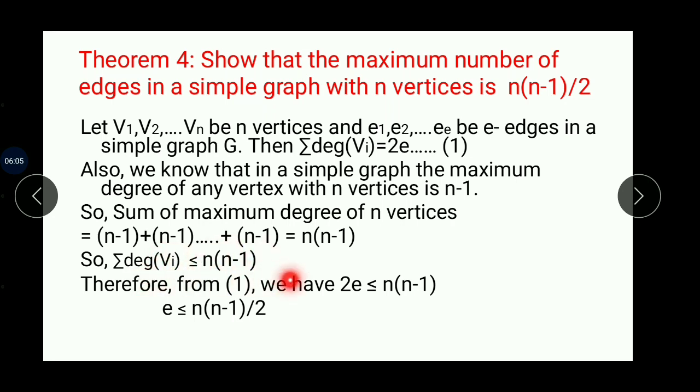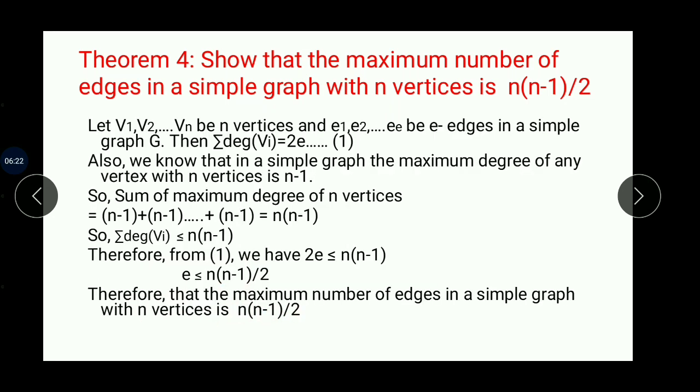Therefore, from equation 1, if you put the sum of degree of vi equal to 2E here, you'll get 2E less than or equal to n into n minus 1. So E is less than or equal to n into n minus 1 divided by 2. Therefore, the maximum number of edges in a simple graph with n vertices is n into n minus 1 by 2.